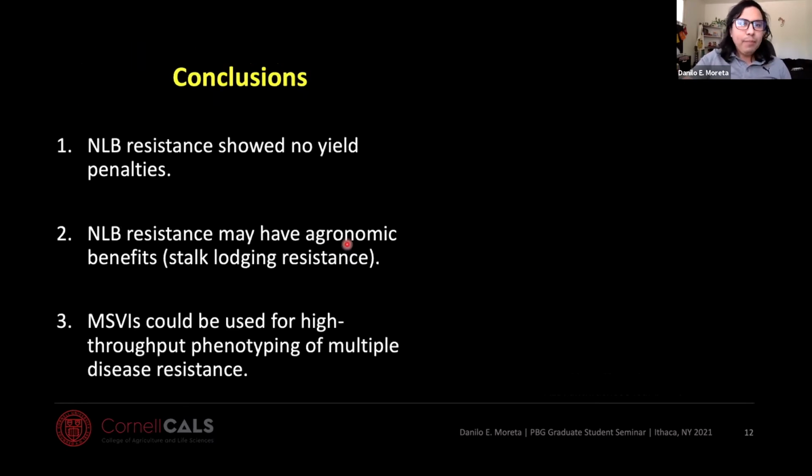To wrap up, my preliminary results suggest that NLB resistance shows no yield penalties and may have some agronomic benefits, for example, stalk lodging resistance. The multispectral vegetation indices could be used for high throughput phenotyping of multiple disease resistance.